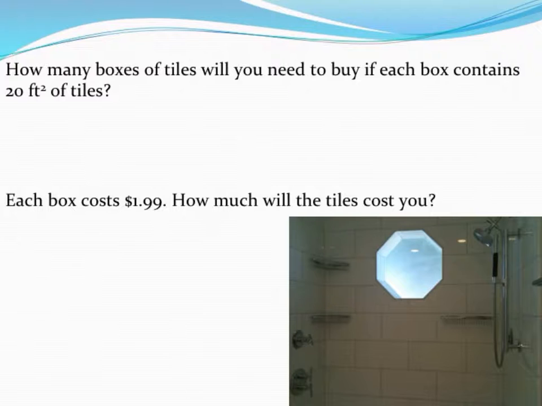So working with that information, let's do our application step. One box of tiles will cover 20 square feet. So figuring out how many boxes I need will be a matter of dividing. I have 75.16 square feet that I'm working with. Every box covers 20 square feet. So dividing those gets me an answer of 3.7 boxes.